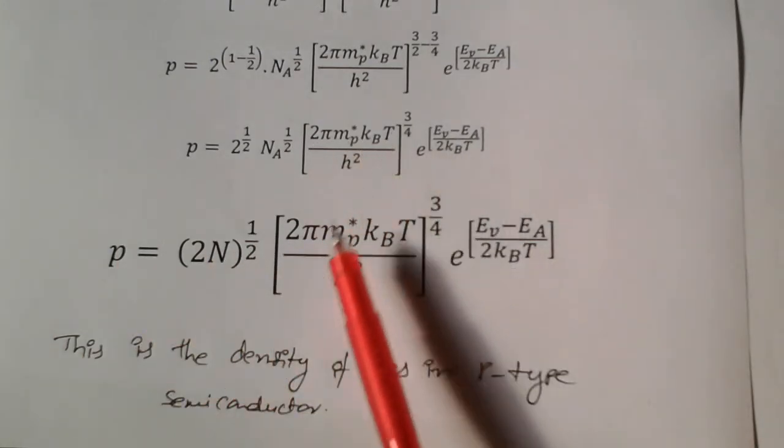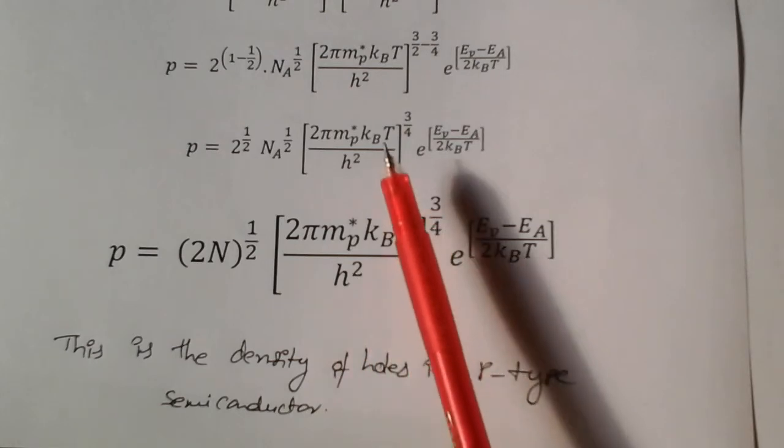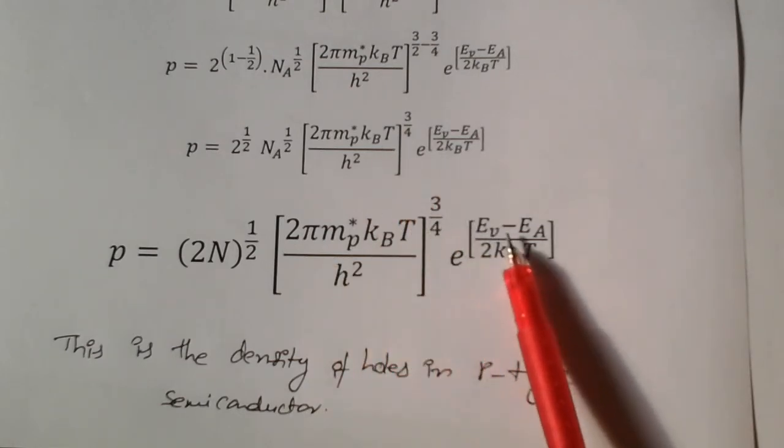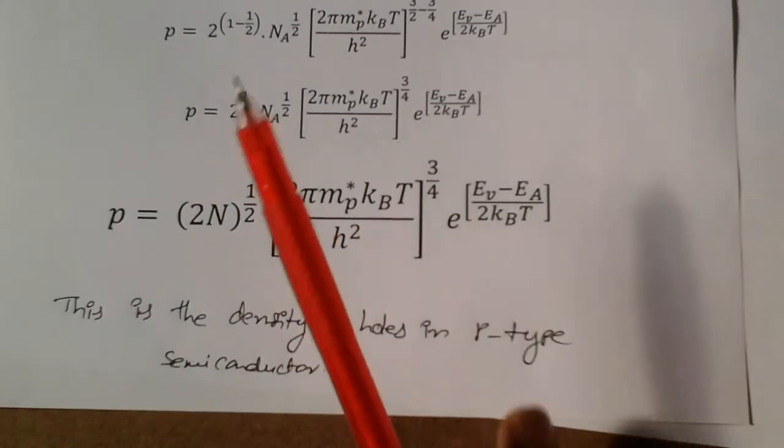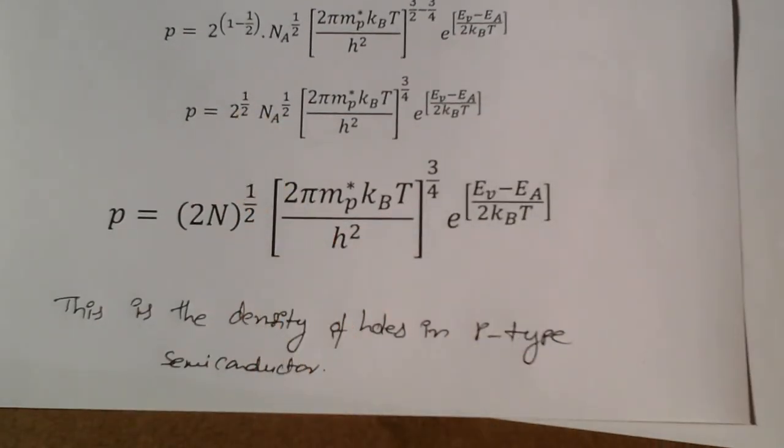2 pi mp star kBT by h square whole power 3 by 2, 3 by 2 I am writing. E power of (Ev minus Ea) by 2 kBT, the same value we are getting. This is the density of holes in p-type semiconductor. This last final equation we have to write in the examination.